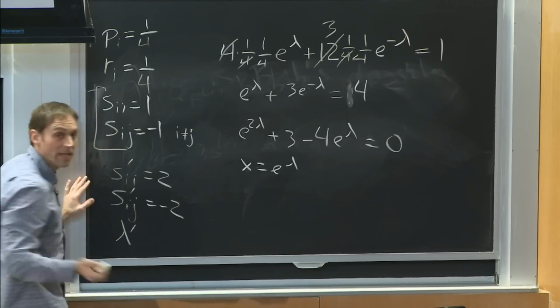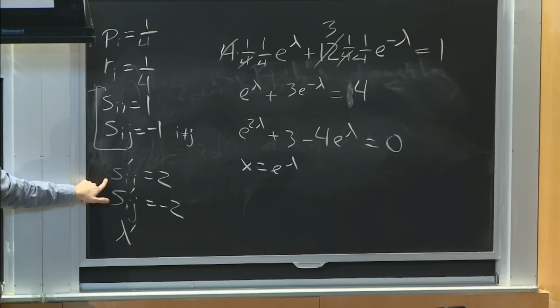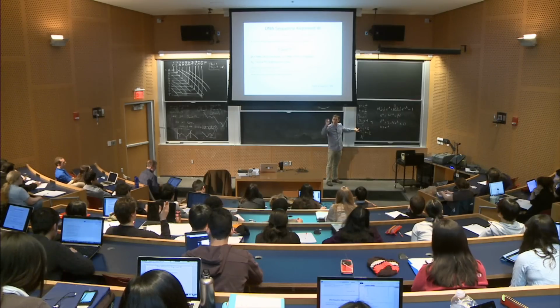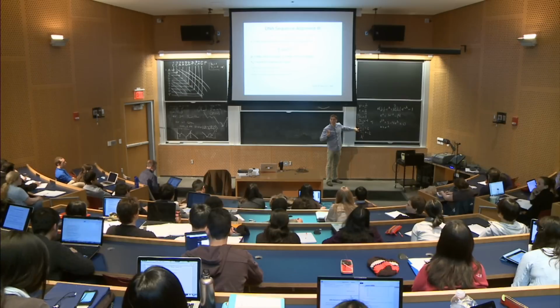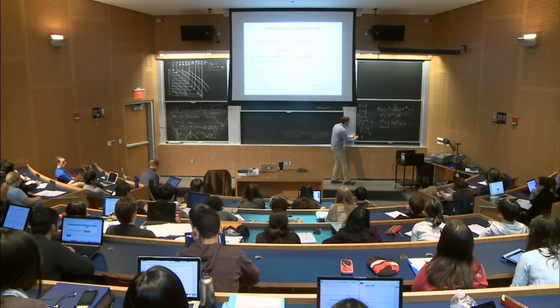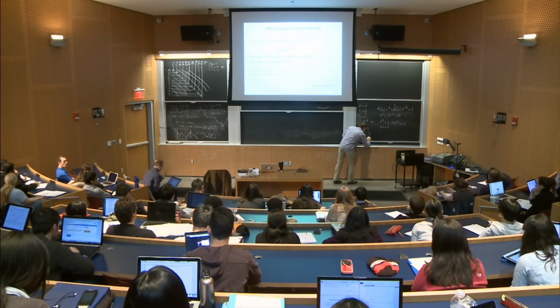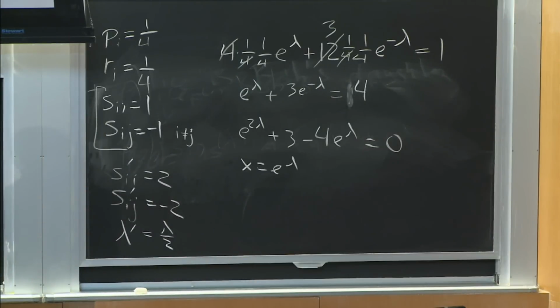What is lambda prime? The lambda that goes with these scores. Half of the original. Right, so you're saying that lambda prime equals lambda over 2. And why is that? Can you explain?